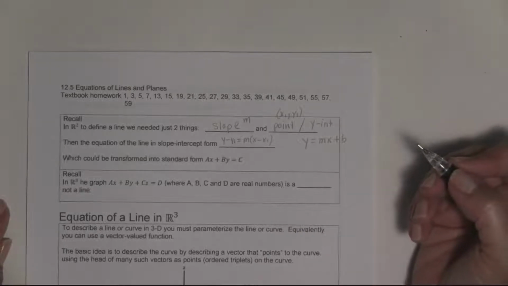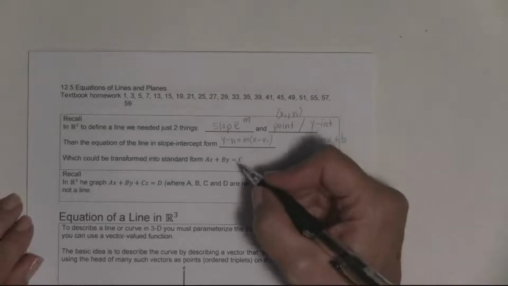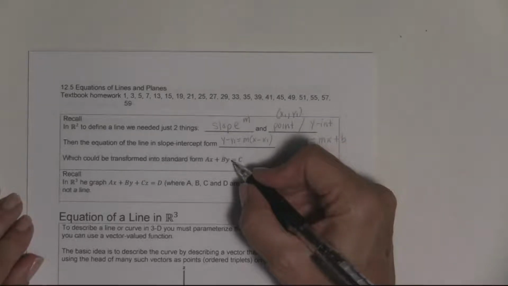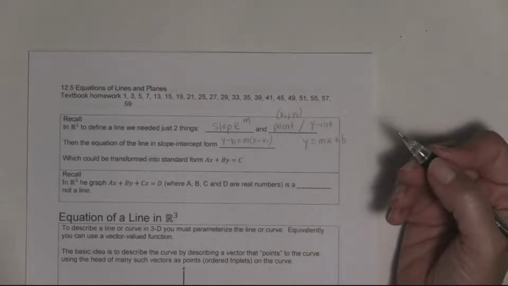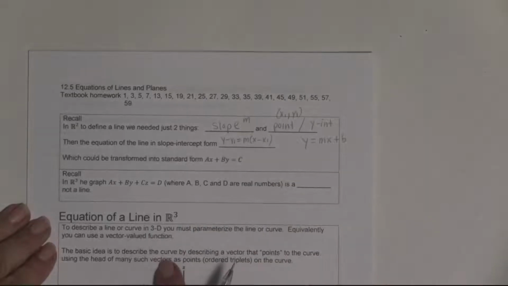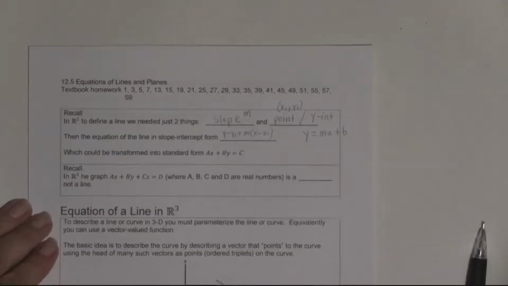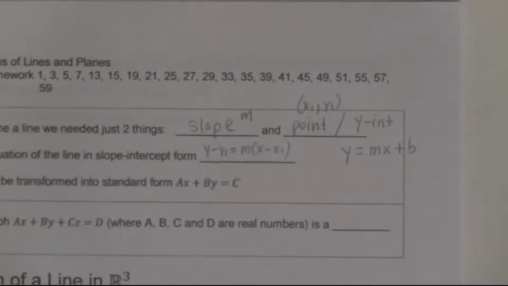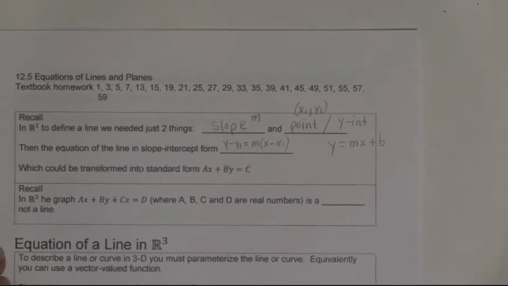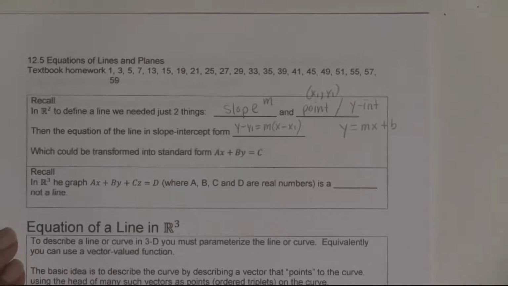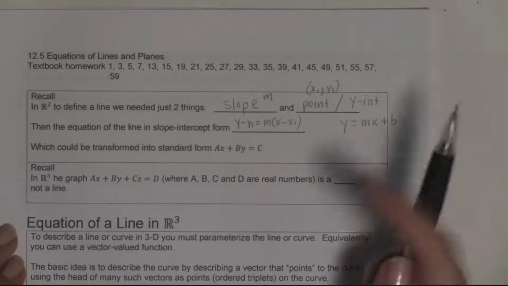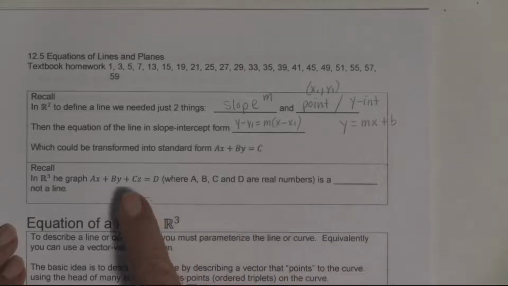So it seems like it would make sense that all you'd have to do is add one more term, a cz, when you went to R3, to 3 dimensions, and then you would have it. But I hope that you remember that in R3, we in fact graphed a bunch of them.